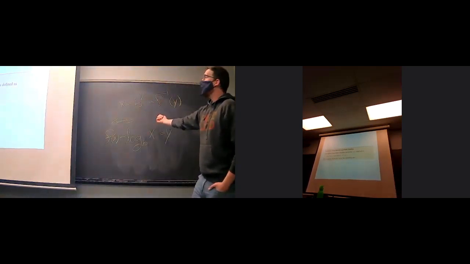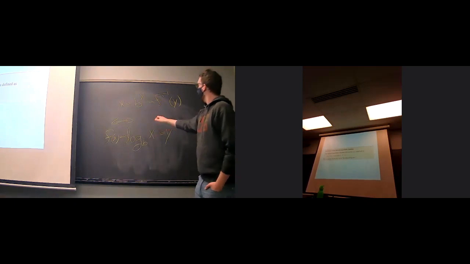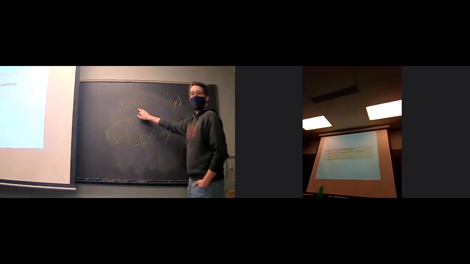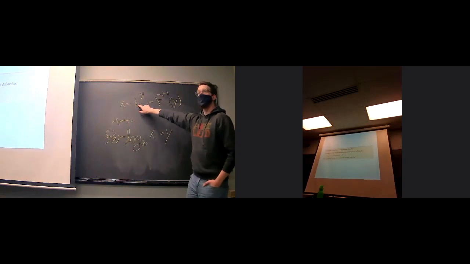Moreover, comparing this definition up here to the natural log, this definition assumes what b is. With the natural log, we're saying b has to be equal to e. So we can rewrite this definition in terms of the natural log. We get that the ln of x is equal to b if and only if e raised to the b is equal to x.